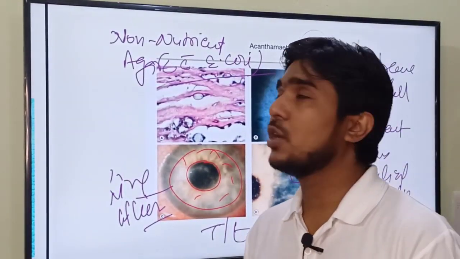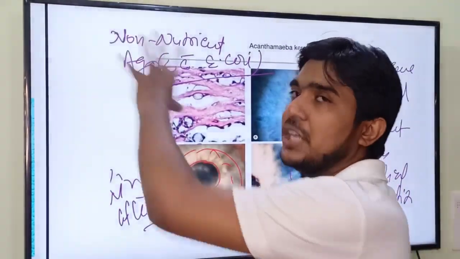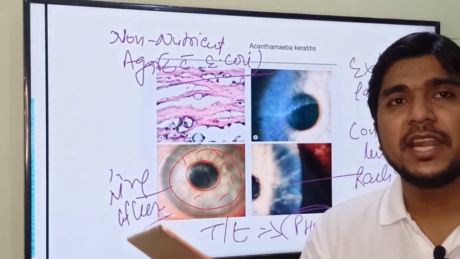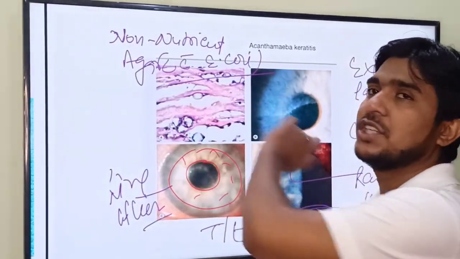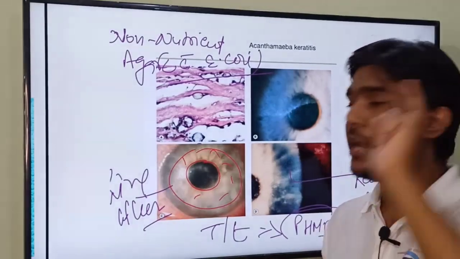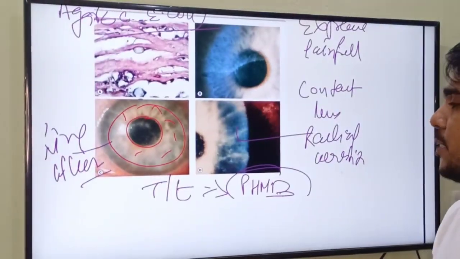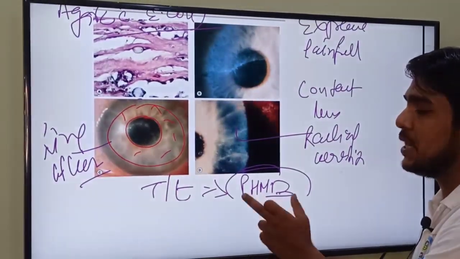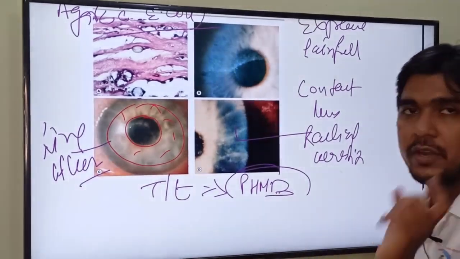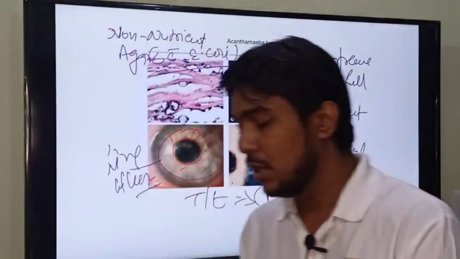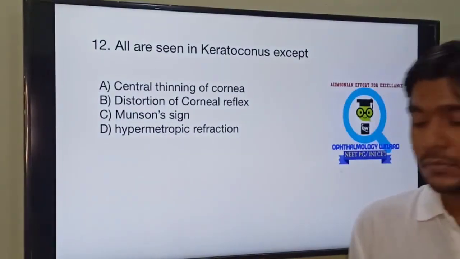Most of the time the question is on the culture media, and you have to answer non-nutrient agar with Escherichia coli. That's a very important answer. The treatment of choice is PHMB. This is a very important one-liner question. Remember this.